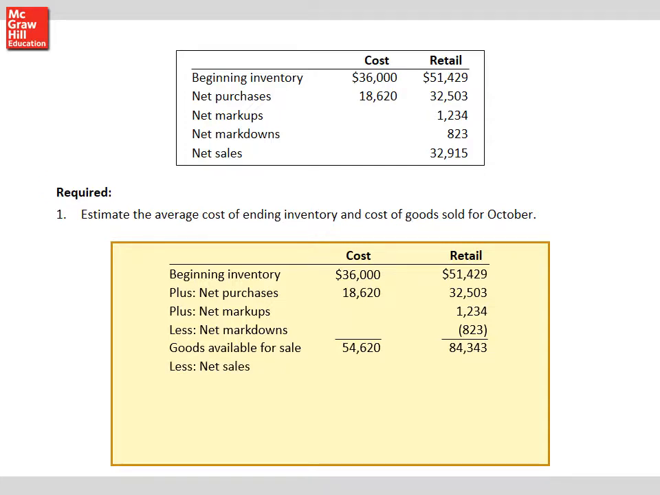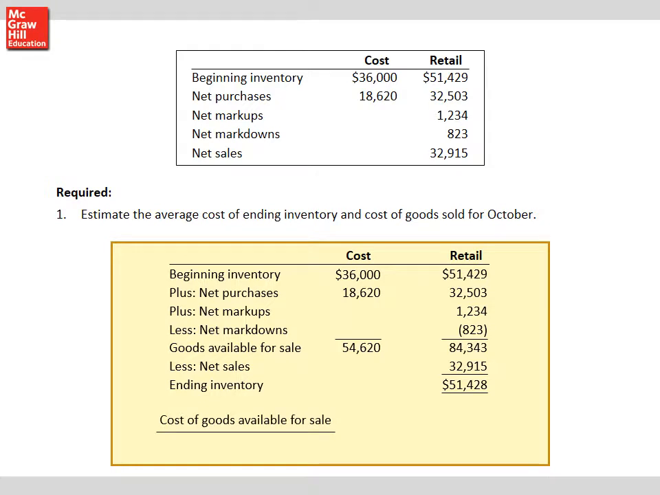What were our net sales? $32,915. Subtract them from the retail value. So right now we have an inventory value at retail, what it could have sold for. We know what some of the sales were. So the ending inventory at its retail value is $41,428. What we have to do is convert that back to cost.